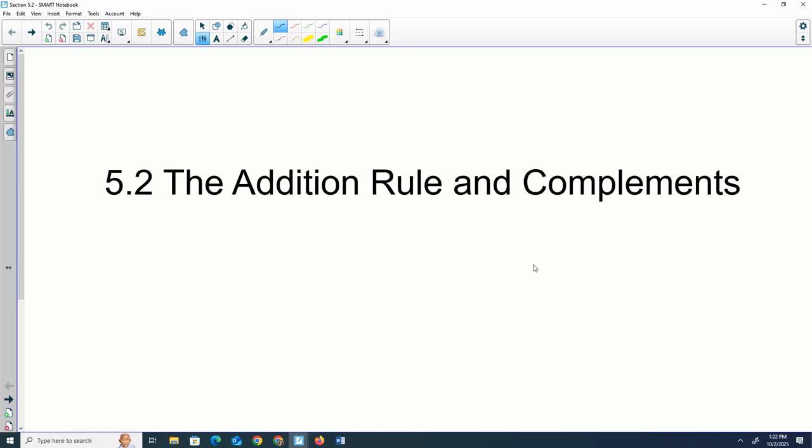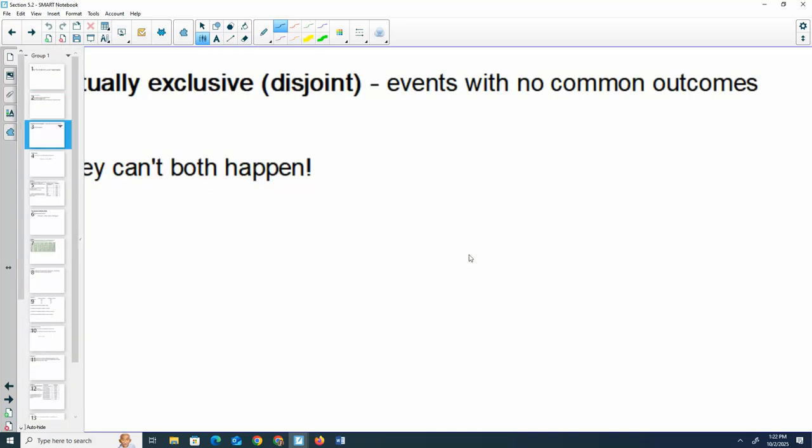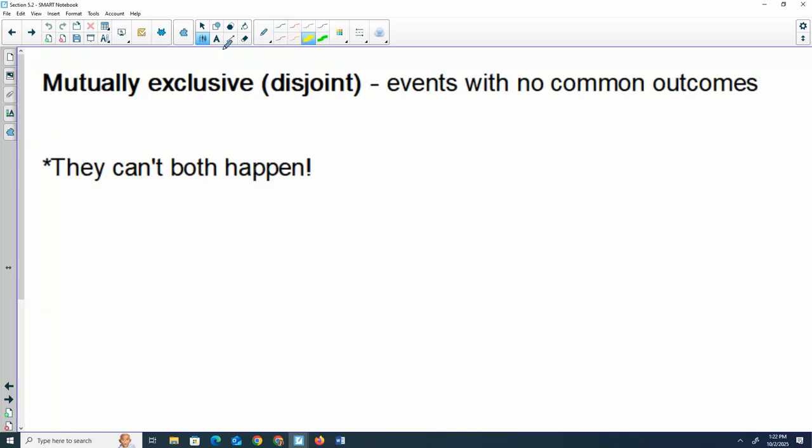So, your best friend, your formula sheet, is very handy here. Under chapter 5, the first couple bullets are empirical and classical probability, and we're talking about that second column now. So, first we need a definition. Mutually exclusive, also known as disjoint. Those are events that have no common outcomes.